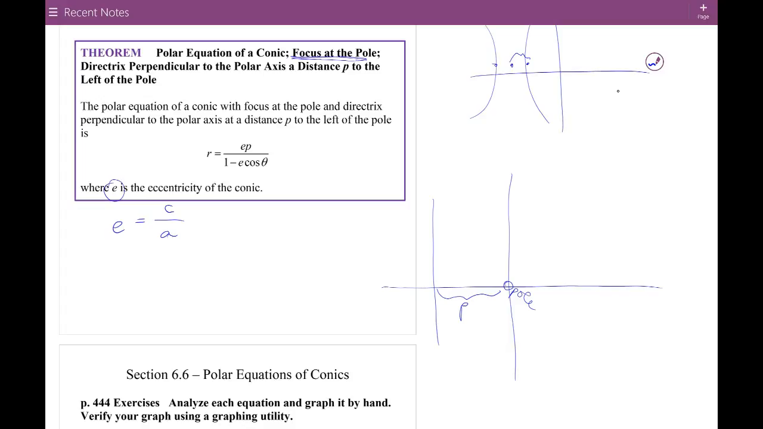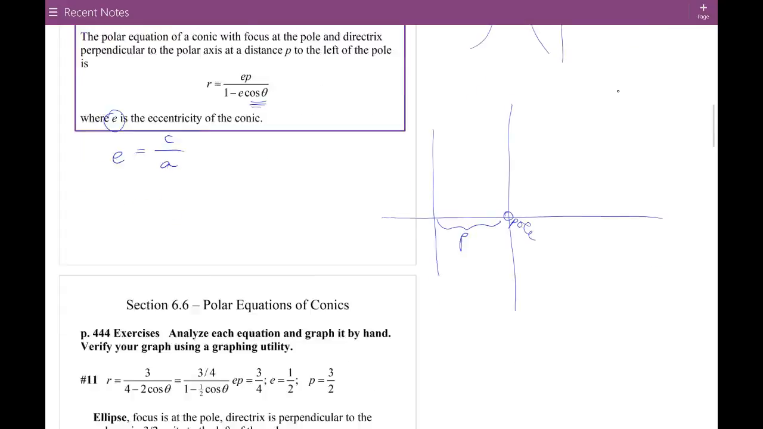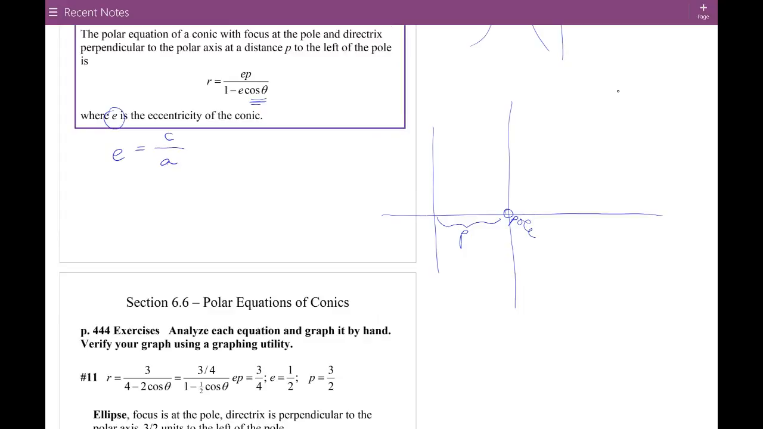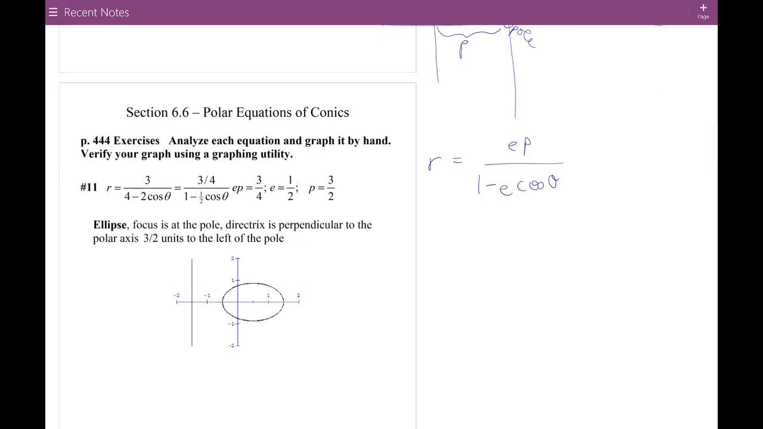Notice that we have cosine of theta because this graph is going to be symmetric about the polar axis, and we know that's true about the polar graphs with cosine in them. So let's look at how you do this analysis. This one's kind of worked out for you. Let me write this equation over here so I have it handy. r equals ep over 1 minus e cosine theta. The important features of this equation are the 1 has to be in this lower left corner. If that's not what you have there, you have to do some algebra to get it there.